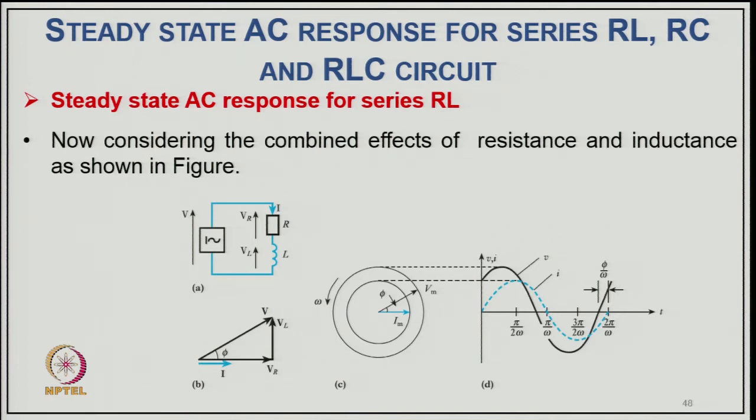It makes two components. We have a resistance drop Vr in the same phase as the current, and a reactive drop VL, which is perpendicular to the current. The phasor sum of these two gives V, with the phase angle difference between I and V equal to phi. That represents the phasor diagram for this RL circuit excited by a single phase AC source.